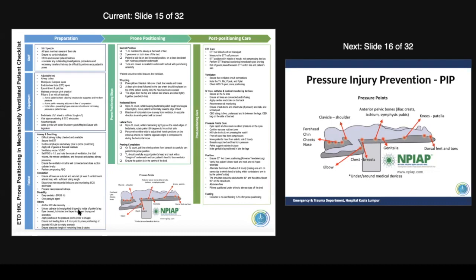Okay. Next one ialah other things. Contoh lain dia ialah NG tube. NG tube disconnect dan stopkan dia, jangan bagi free flow.